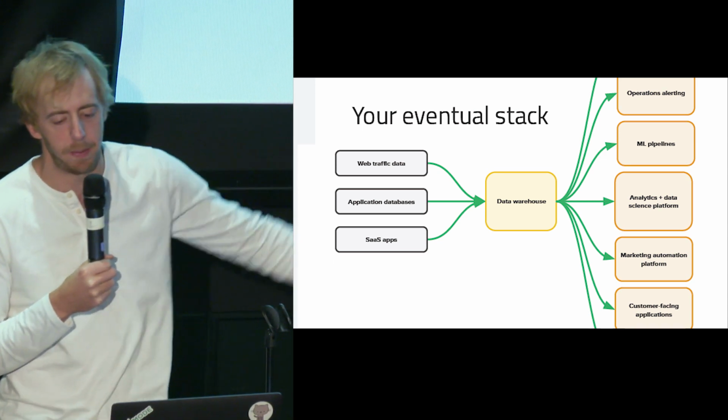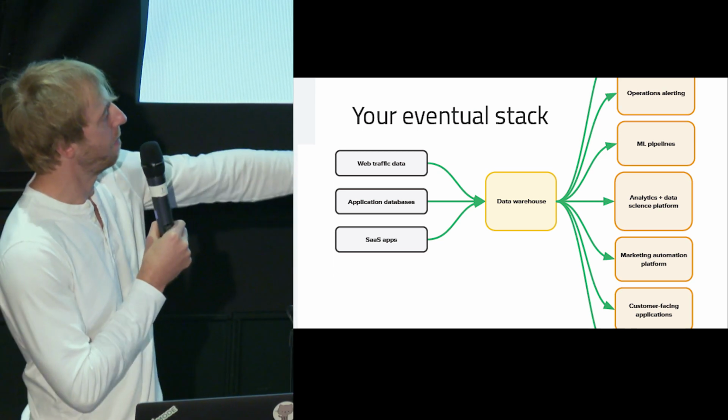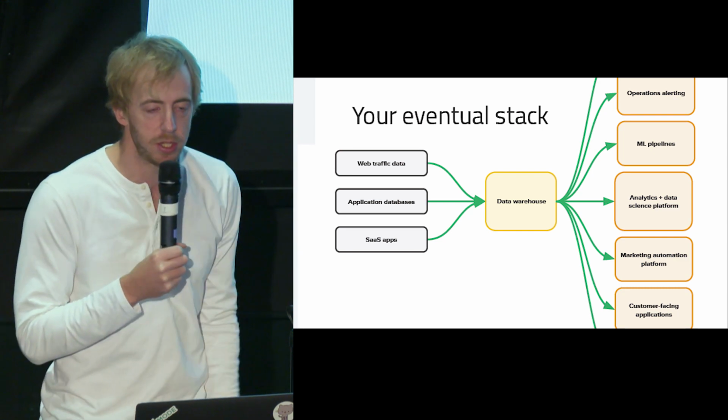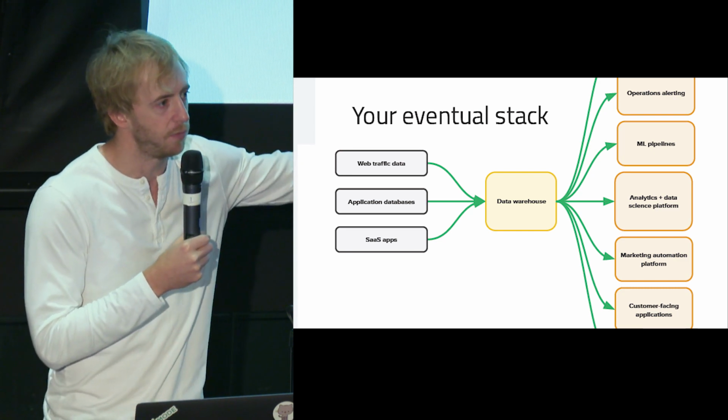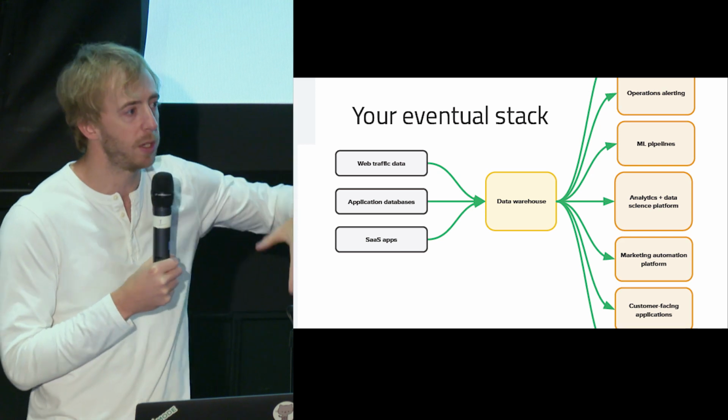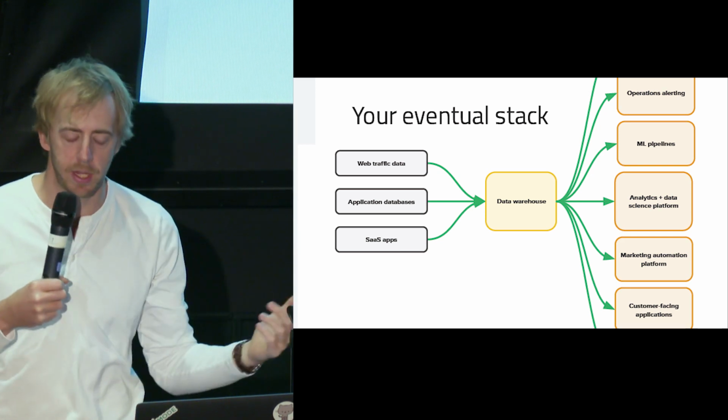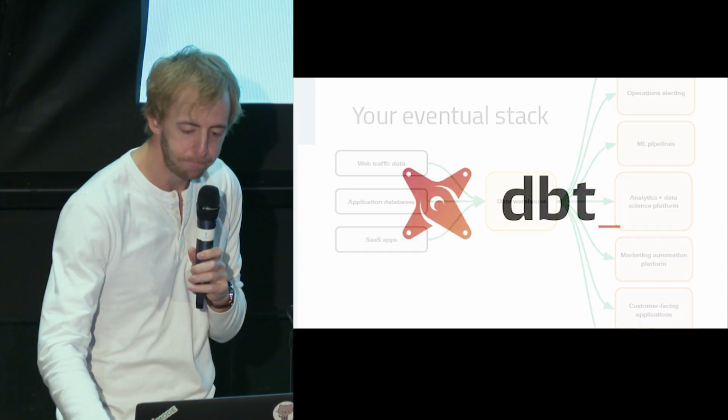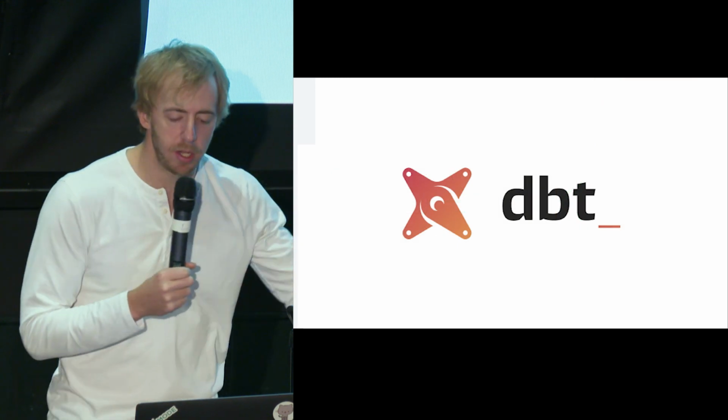You have things like ML pipelines and other marketing automation platforms. You have customer-facing applications. There's a whole bunch of things that you actually want to use that data for. And if your transformation layer only talks to one of them, then you end up having to replicate that transformation over and over again. For the demo, we're going to use DBT.